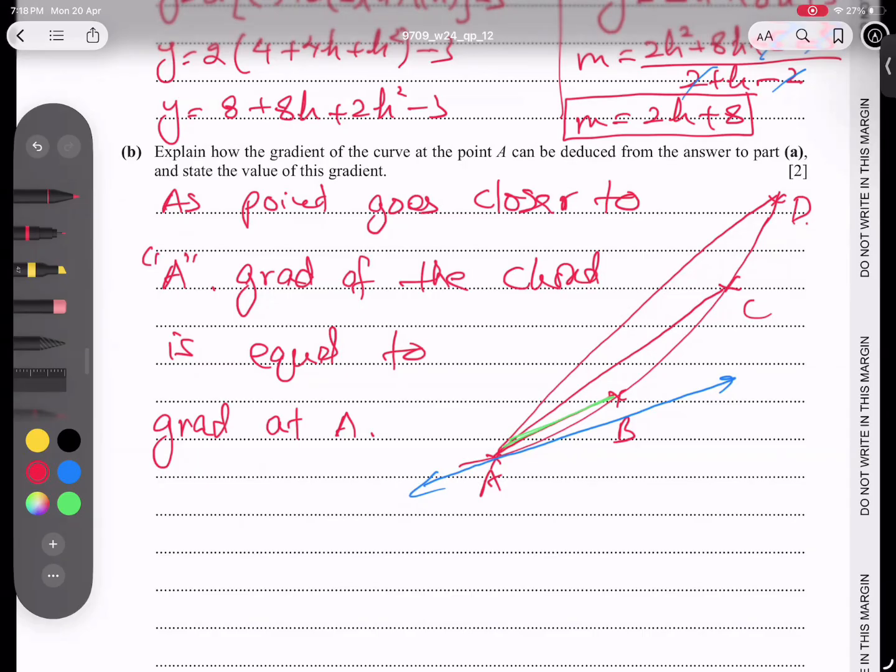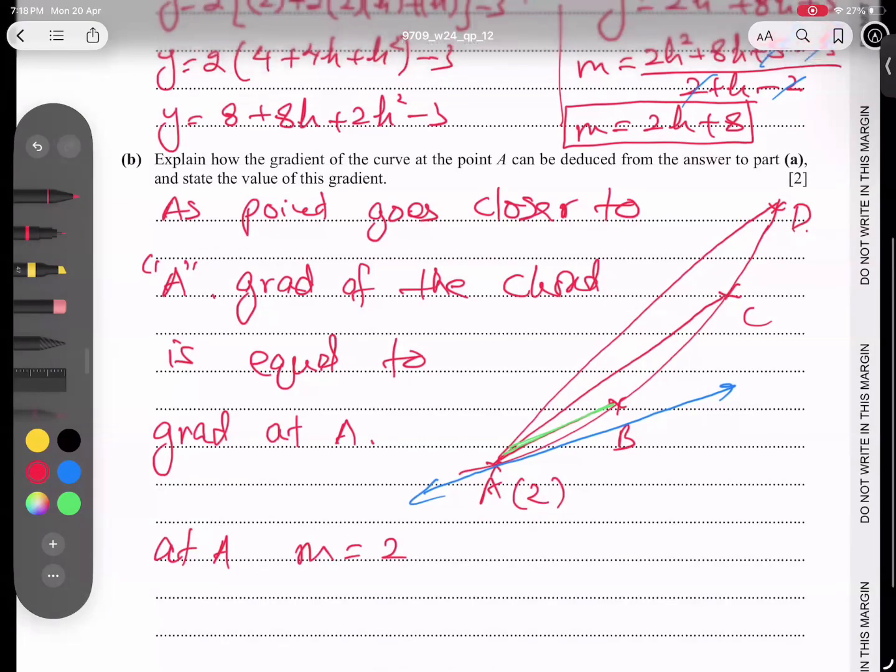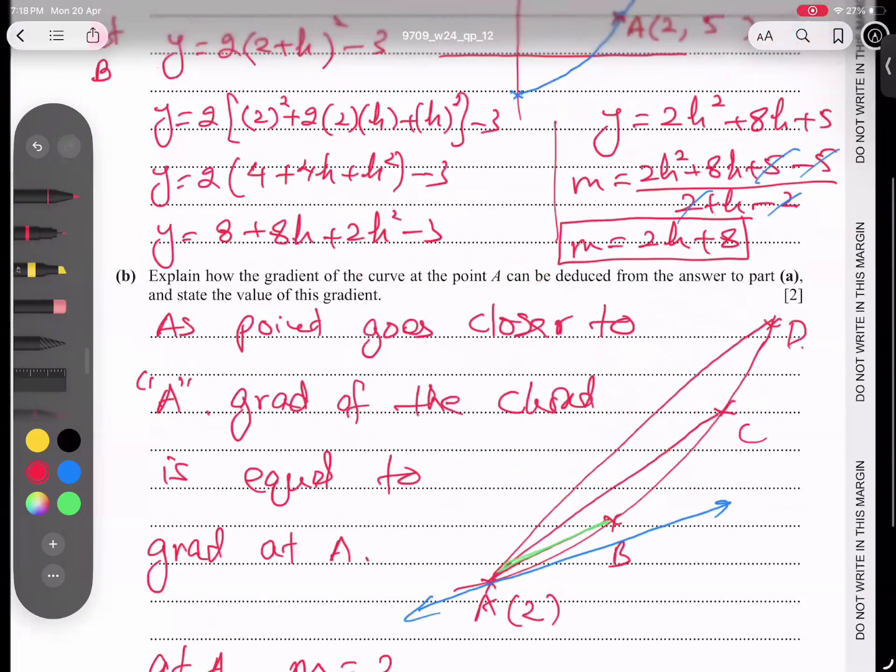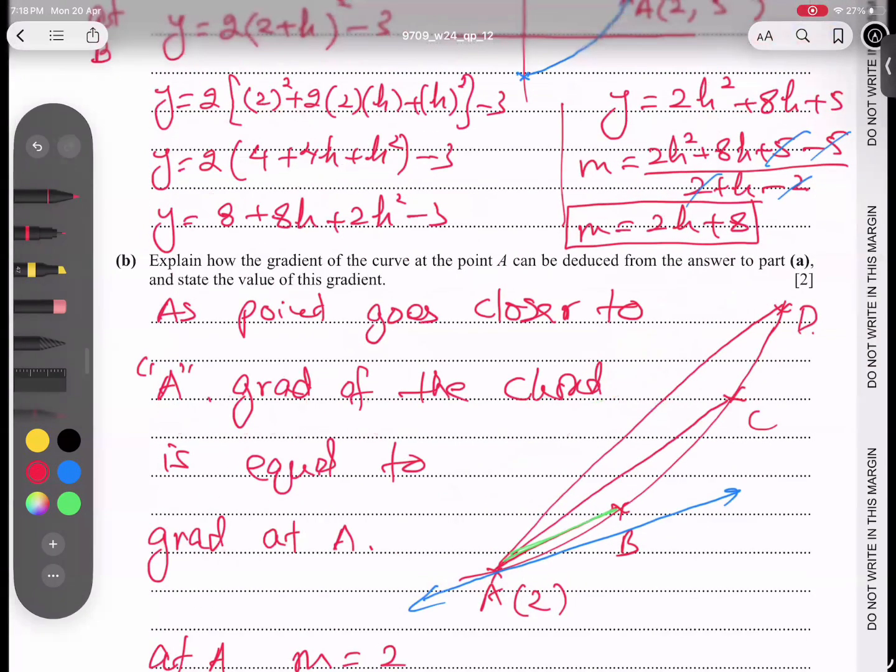So that is why I can say that. So at A, how to find it? At A, x is 2. So I'm going to plug it in there now. So at A, the gradient is basically 2 times 2. I think this is positive or negative. Hold on. Yeah, it is 2.